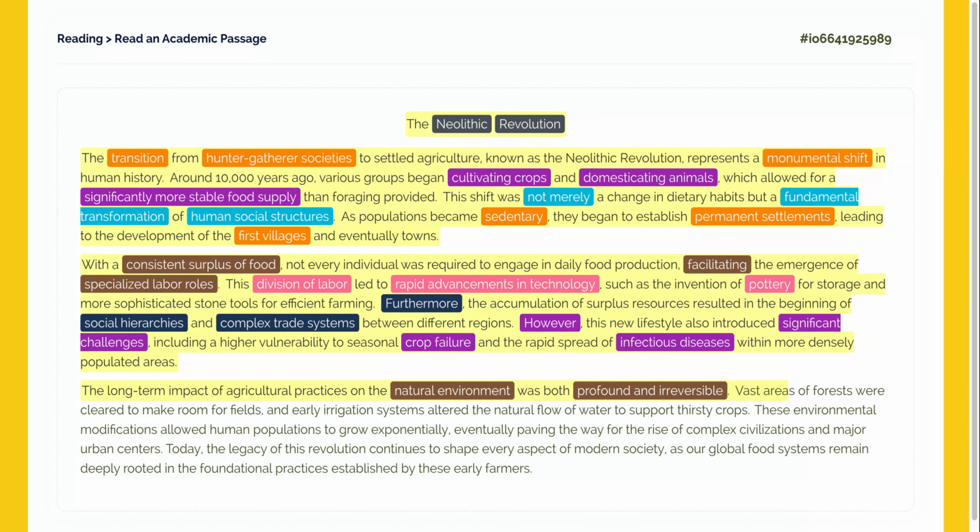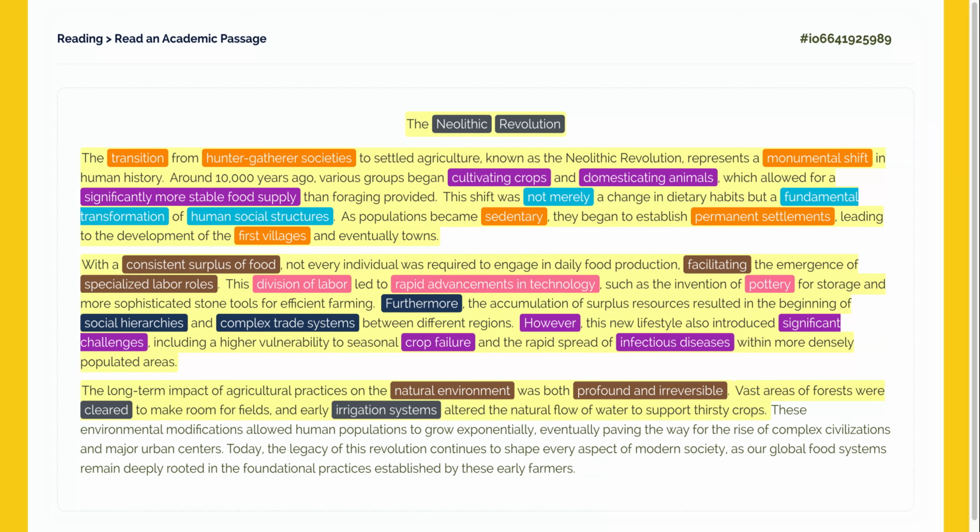Vast areas of forests were cleared to make room for fields, and early irrigation systems altered the natural flow of water to support thirsty crops. The author provides evidence for the environmental impact. Humans cleared forests and used irrigation systems. By saying these actions altered the natural flow of water, the author shows how humans began to control and change nature to suit their own needs for farming.